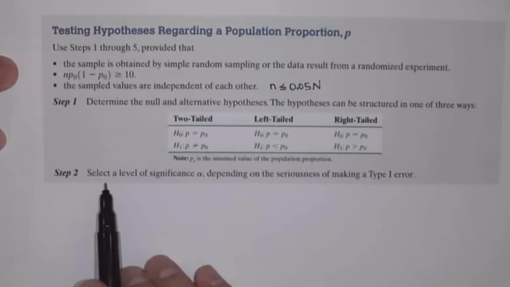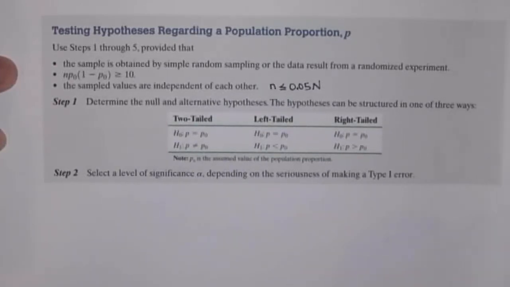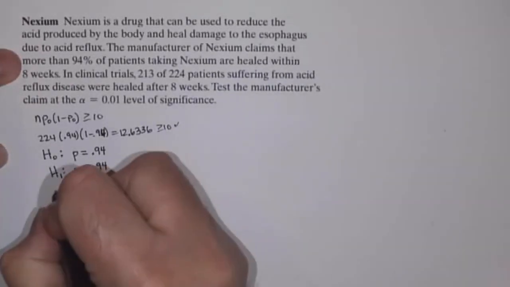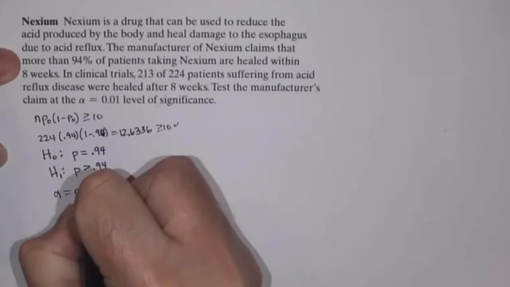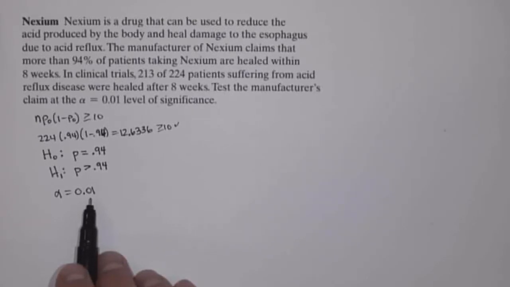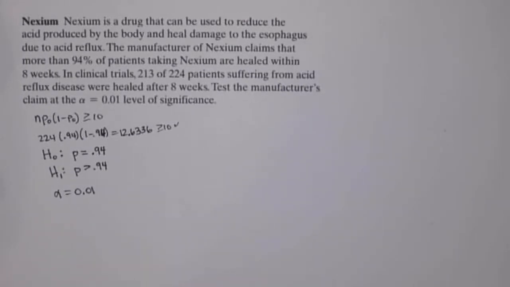Step 2, we want to select a level of significance depending on the seriousness of making a type 1 error. In this case, we've been told that we're supposed to use alpha equals 0.01. Notice that that is really small. We're only risking a type 1 error with a 1% probability. That's often the case in medical studies because we want to make sure that we don't make a type 1 error. We don't want to end up rejecting the null hypothesis when the null hypothesis is actually true. It would be a serious consequence, perhaps, of making a type 1 error, so we want to make sure that doesn't happen.